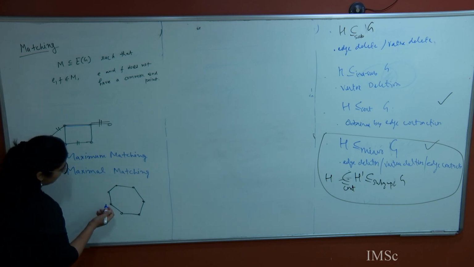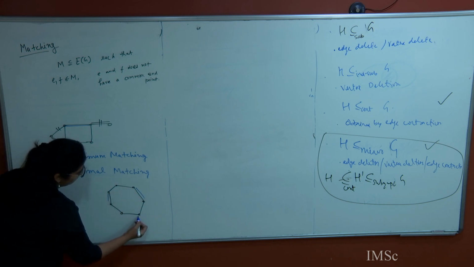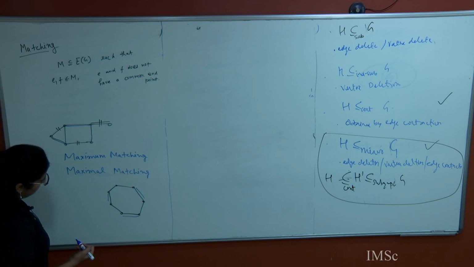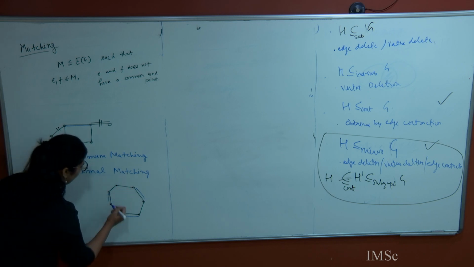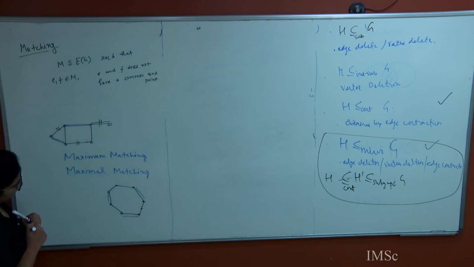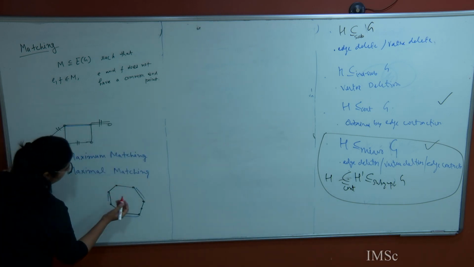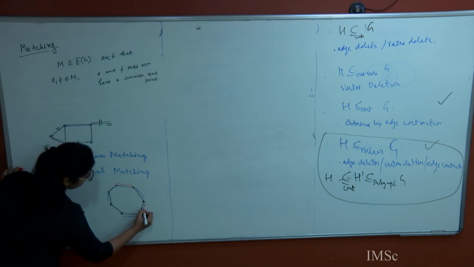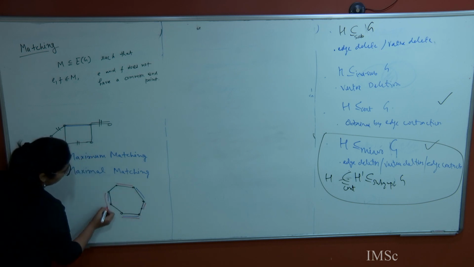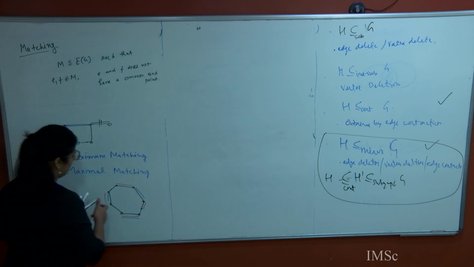Okay, so for a cycle, what can be a maximum matching? If I take edges at a distance of 2, then, okay, this is an odd cycle actually. This is a maximal matching, but I can have some other matching with greater size. If I pick this edge, then pick this edge, and then this, I have a matching of size 4. So that is a maximum matching.